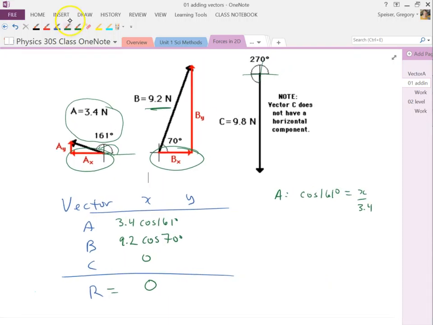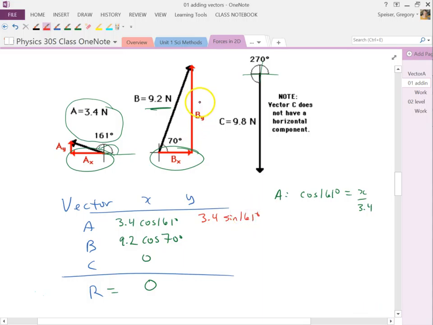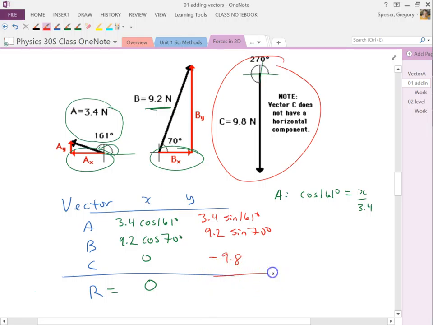Well, for the y direction, I think I need another color here. How about red? We would say 3.4. Now, it's not the cos of 161 degrees. It's 3.4 times the sine of 161 degrees. And the y direction for vector b will be 9.2 times the sine of 70 degrees. And for vector c, well, it's going straight to the south, so it's just going to be negative 9.8. And now when we add up those three using your calculator, the answer is going to end up being 0.